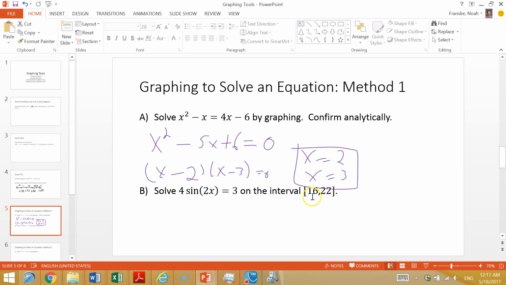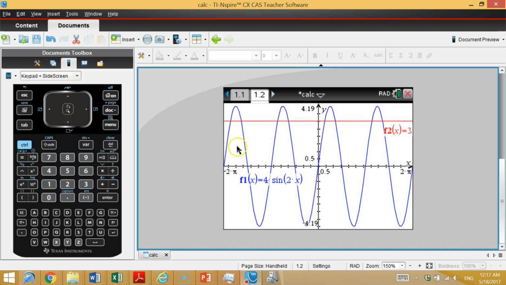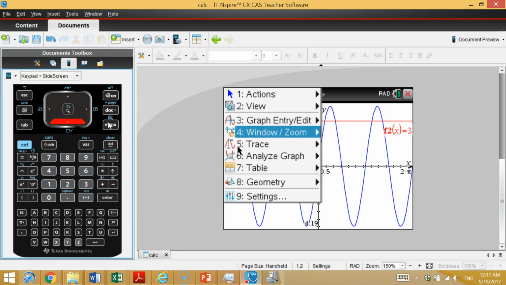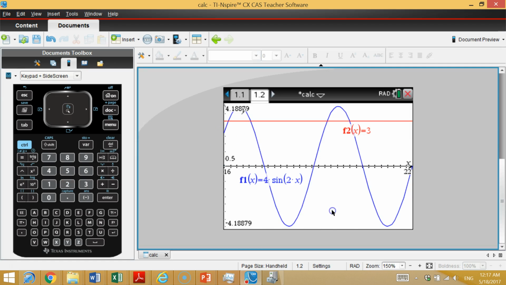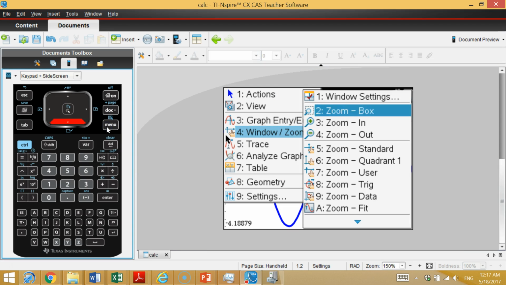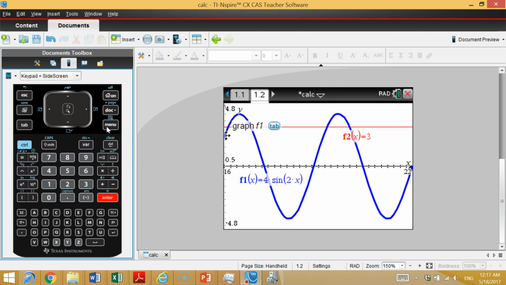What was our interval? 16 to 22. So I'm going to use, this sounds like a great candidate for zoom fit. So I'm going to go to menu, I'm going to go to window, set my settings from 16 to 22. Not going to worry about the Y for now. In fact, the Y right now is at a pretty good spot, but I can go menu, zoom, zoom fit to make sure that it's going to give me a nice picture. And that actually moved it in a little bit so I can see it a little bit better.